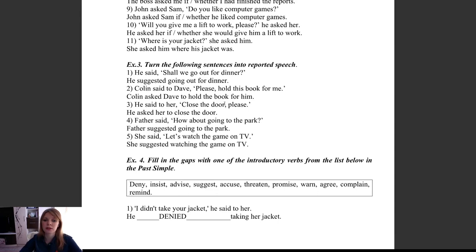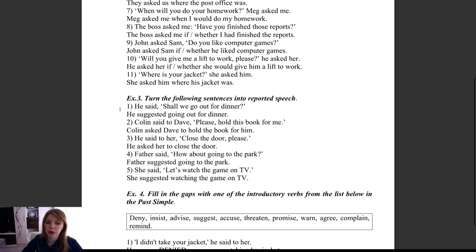Exercise number 3, point number 1. He said, shall we go out for dinner? Данное высказывание содержит в себе предложение. То есть, когда один человек предлагает кому-то что-то. Поэтому мы с вами можем использовать глагол to suggest. He suggested, and I hope that you remember, the verb suggest requires gerund after it. So he suggested going out for dinner.